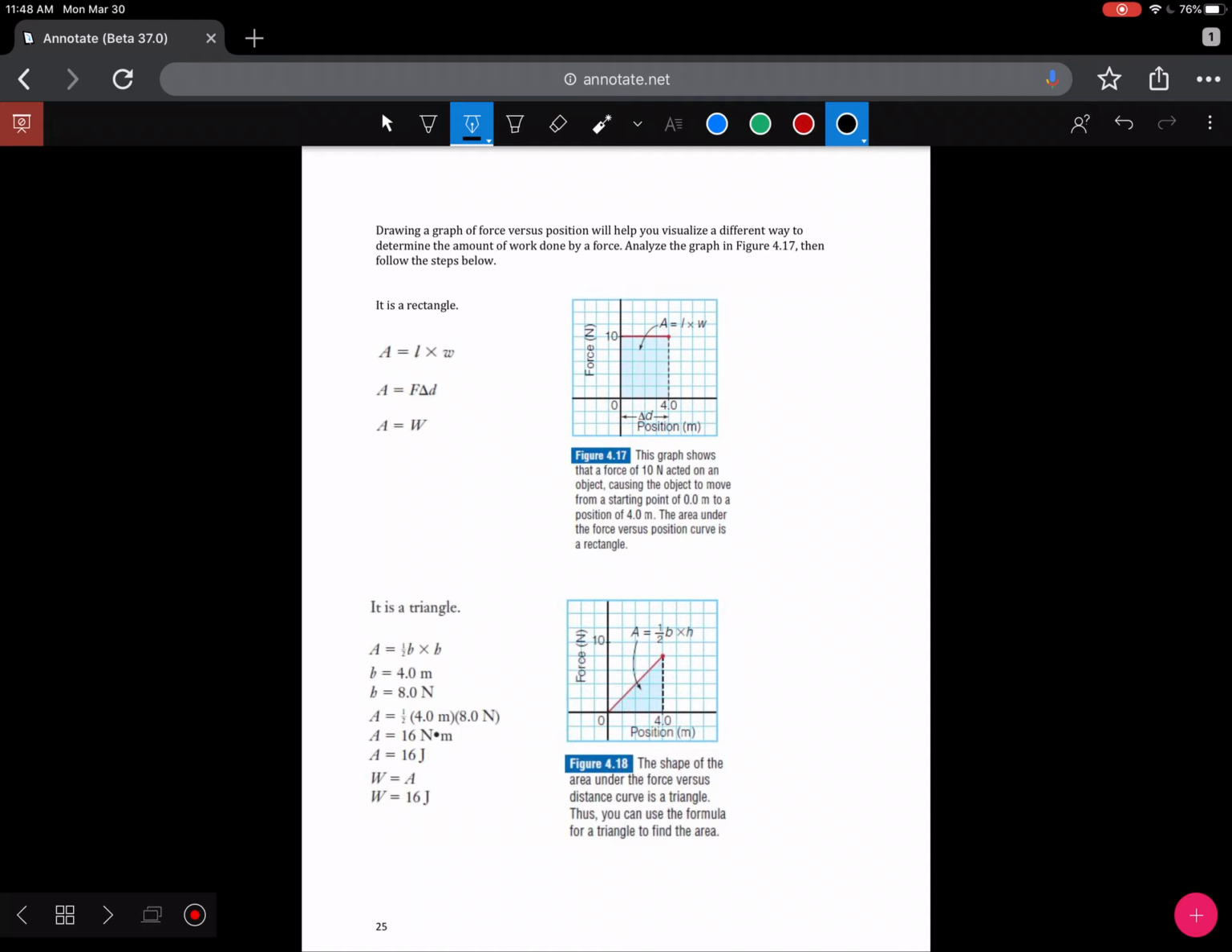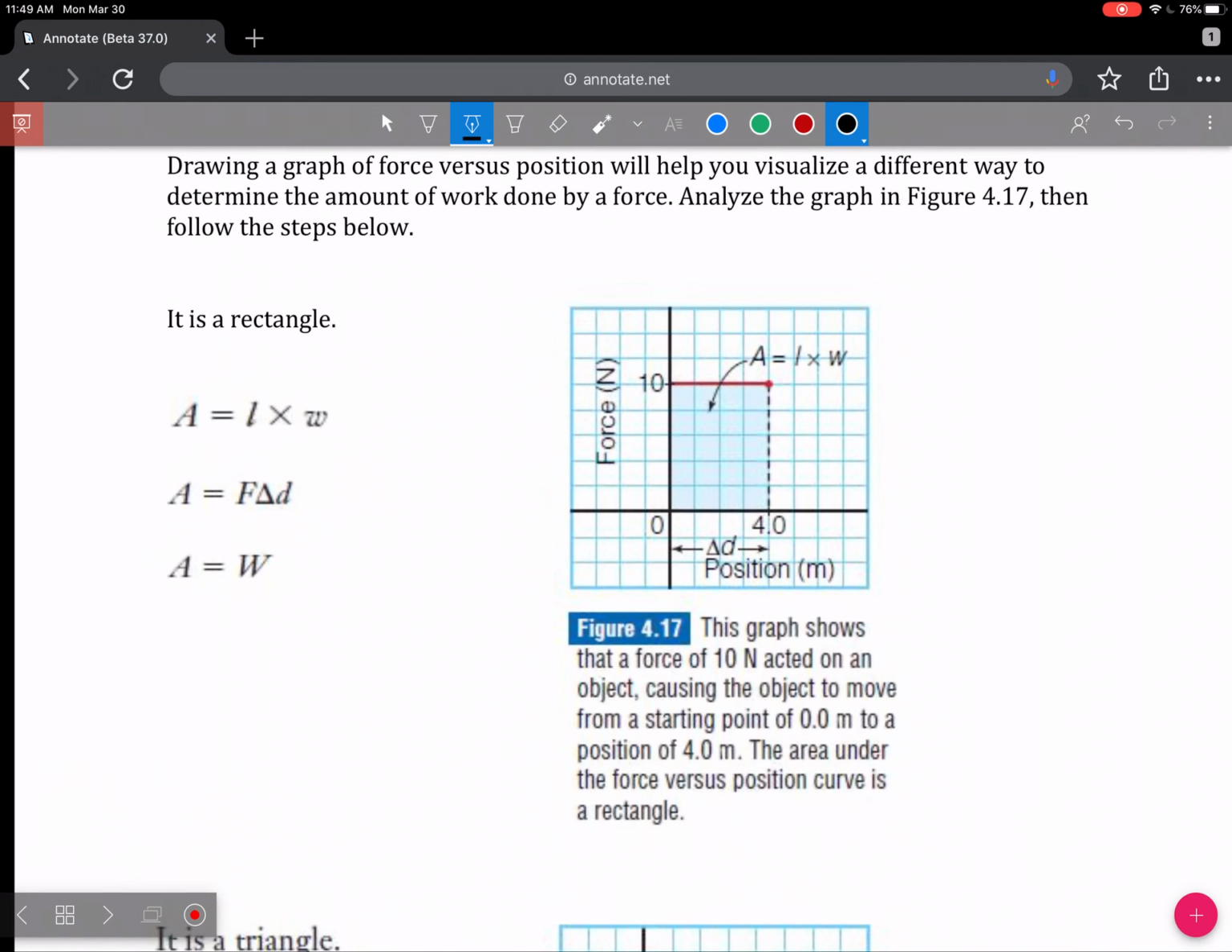All right, so the last section of this lesson, it's quite a long lesson, there's 2 lessons in one, is force distance graphs. Drawing a graph of force versus position will help you visualize a different way to determine the amount of work done by a force.